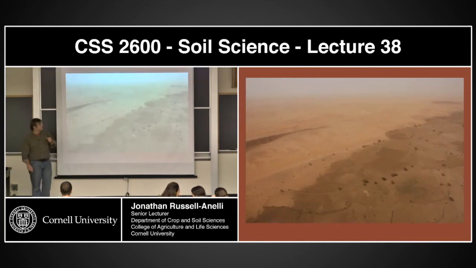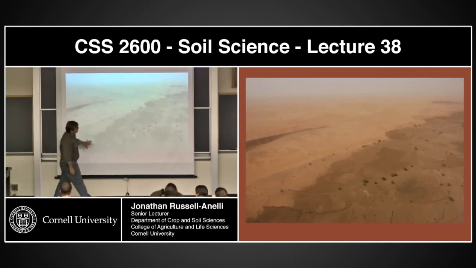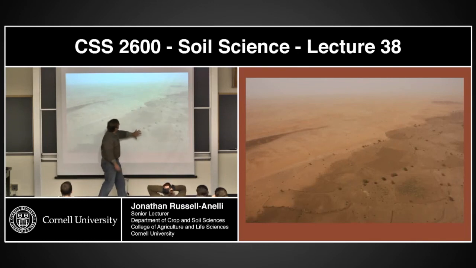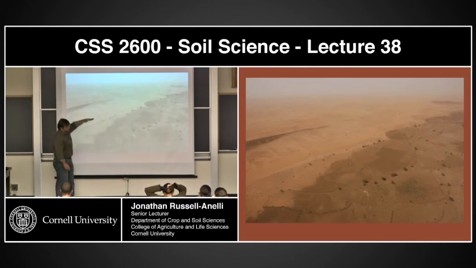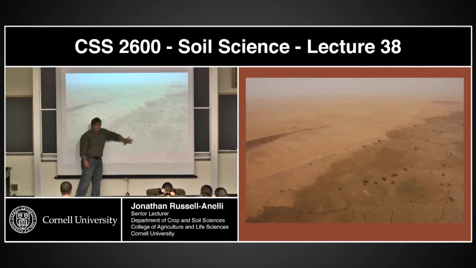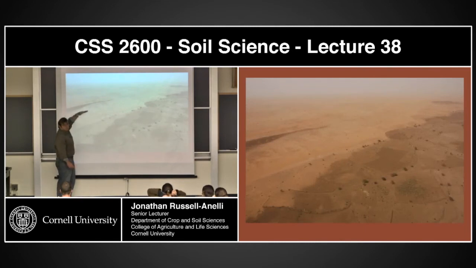Okay, so here's some encroachment. This is agricultural land sitting over here. When I say agriculture, it's sort of grazing land. You can see the encroachment coming in.